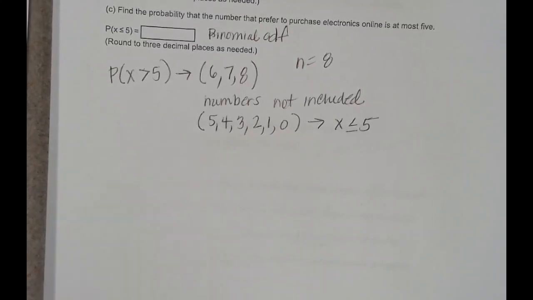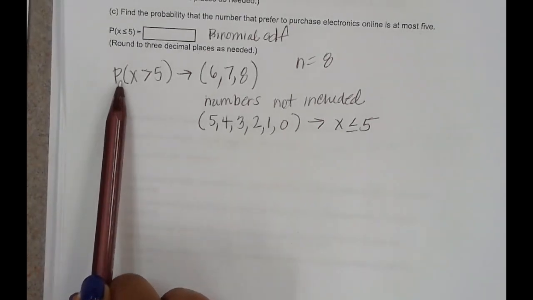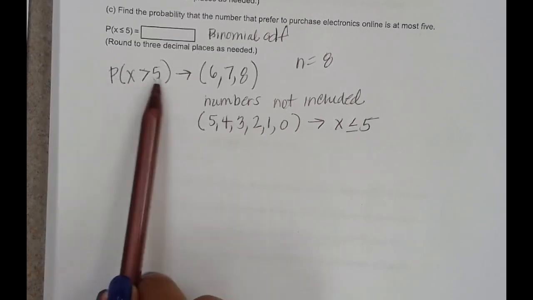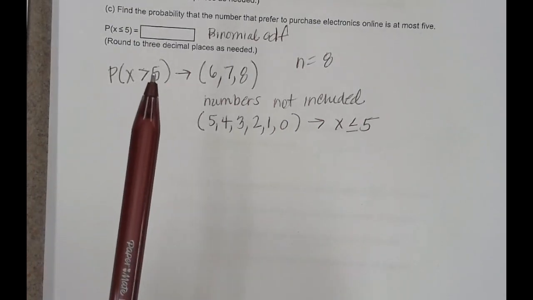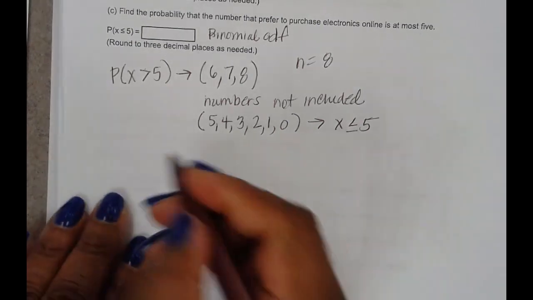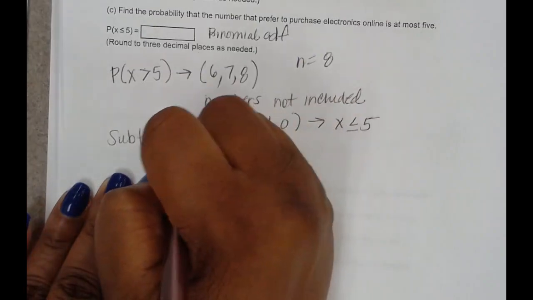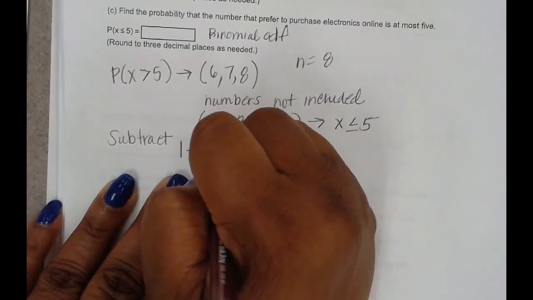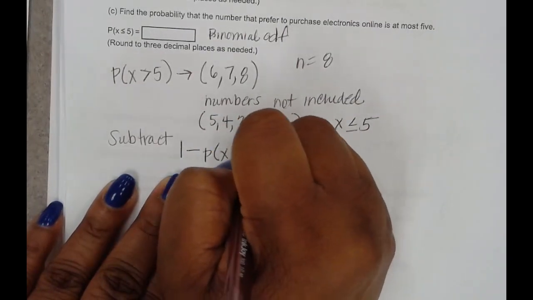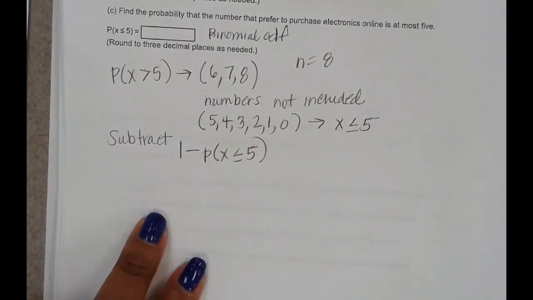So now we can find the probability that more than 5 of the randomly selected 8 consumers prefer to buy their electronics online by subtracting the complement from 1. Subtract 1 minus the probability of x is less than or equal to 5, using that CDF function in the calculator. So let's go to our calculator.